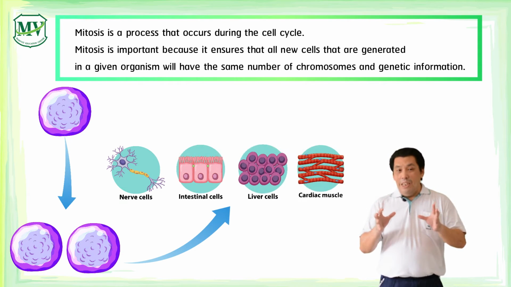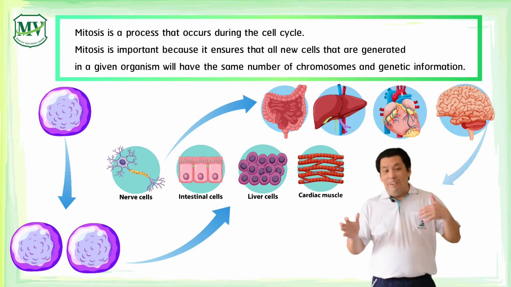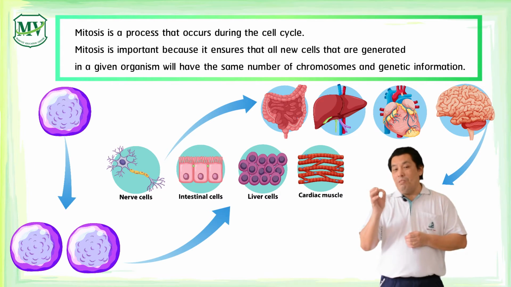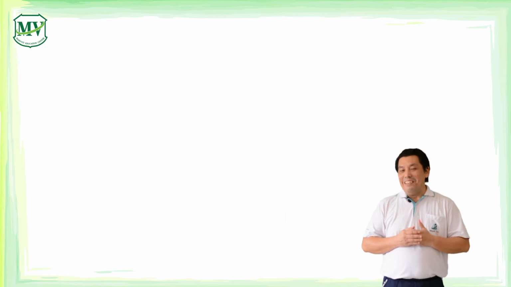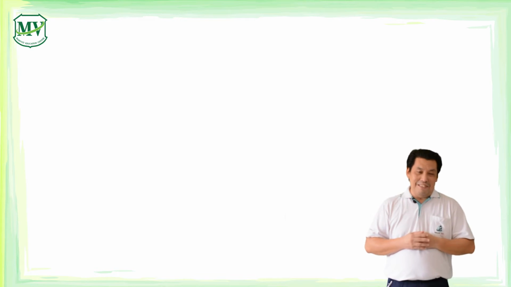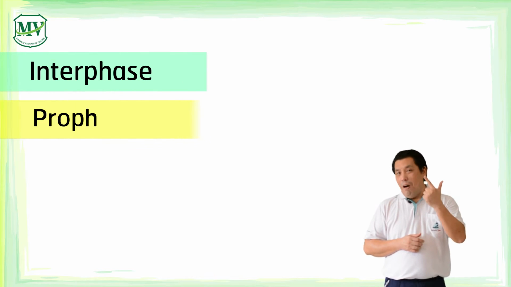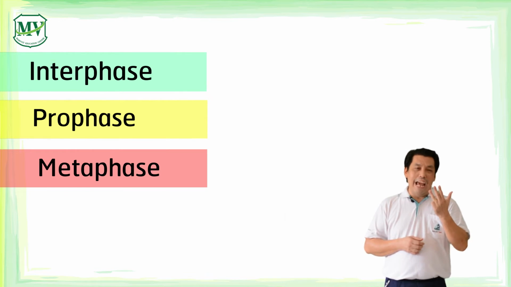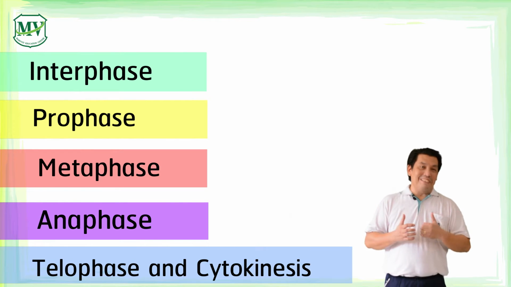Mitosis is important because it ensures that all new cells that are generated in a given organism will have the same number of chromosomes and genetic information. Mitosis occurs in 5 discrete, consistently consecutive phases. Number 1, interphase. Number 2, prophase. Number 3, metaphase. Number 4, anaphase. And number 5, telophase and cytokinesis.